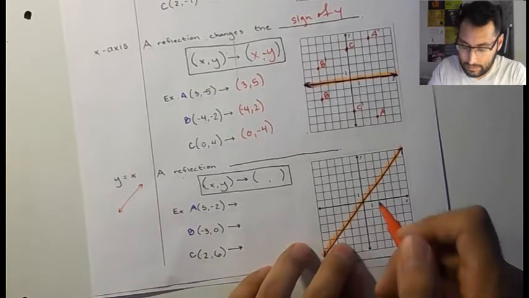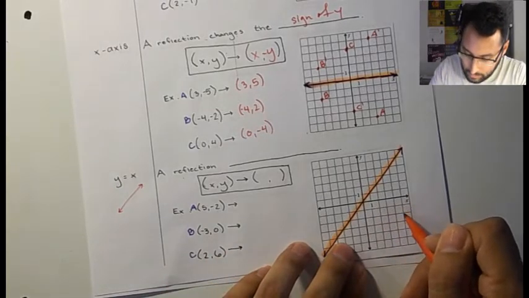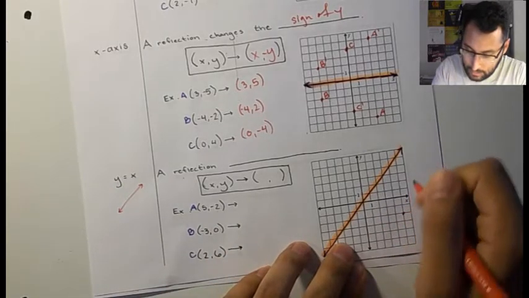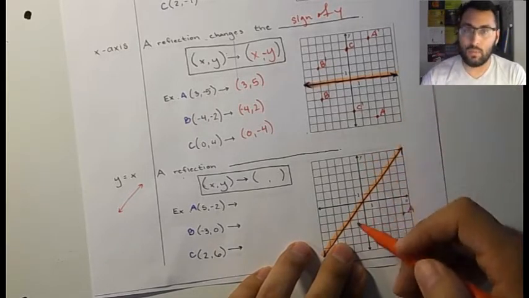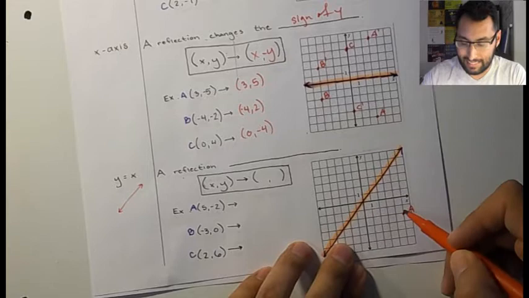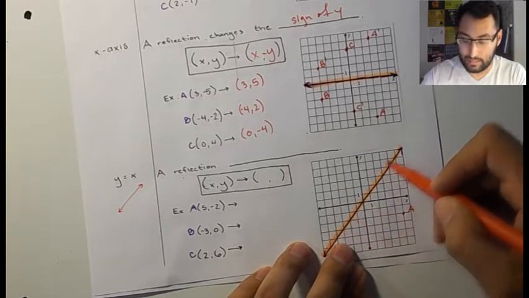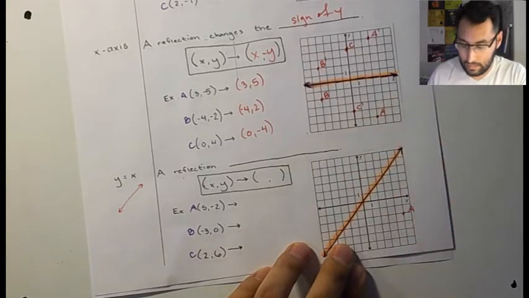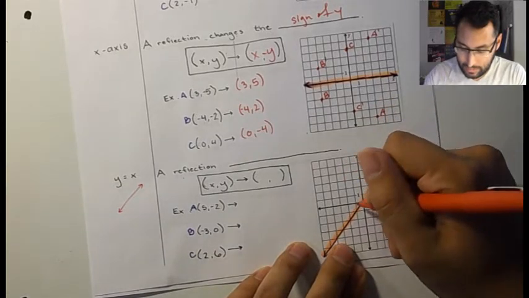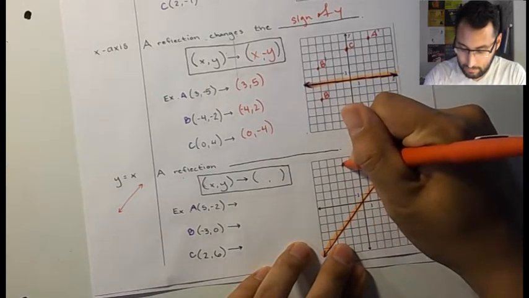So 5, negative 2, that's going to be 5 to the right and 2 down. I'm going to label that as A. So if I were to reflect this, ignoring the y-axis and the x-axis, if I were just to look at this line and this point, I would just reflect it. It would go somewhere over here. It specifically goes to negative 2, 5.